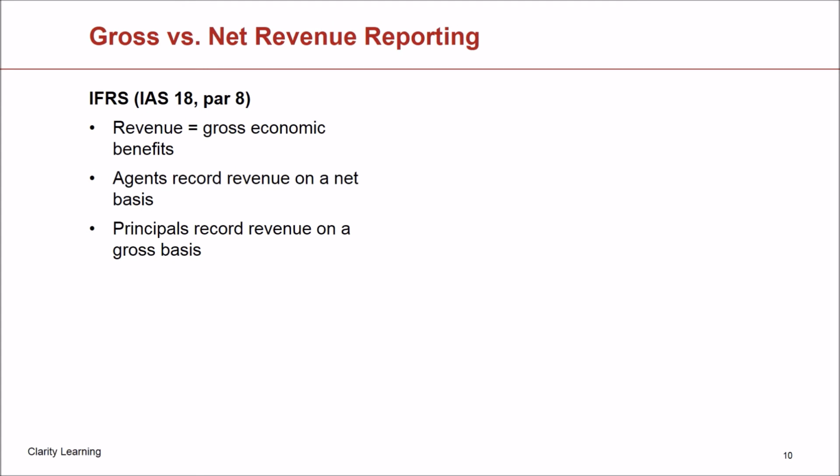Gross versus net reporting is the next topic that we'll be discussing. It actually comes up relatively often, so it's definitely good to know. Under IFRS, the only information under the entire standard is in paragraph 8. It's a small paragraph which just discusses how revenue is essentially the gross economic benefits to the entity providing that service or sale of goods, and that the agent, not the principal, records the revenue on a net basis, while principals record them on a gross basis.